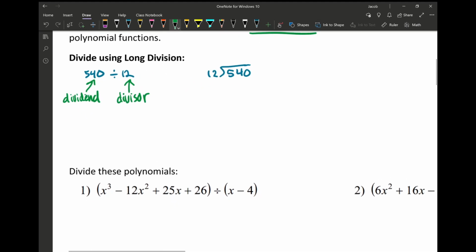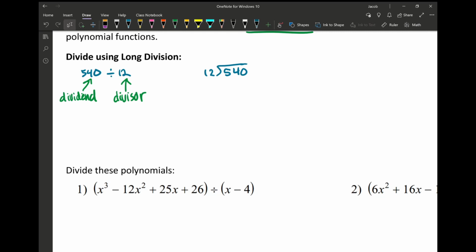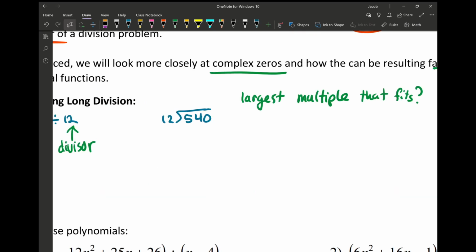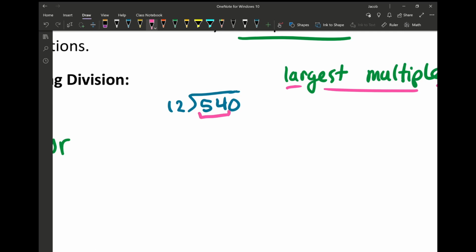So I wanted to start off with just a basic division problem. If you haven't divided something in a long time with long division, it can be a jog to the memory. So we're looking at 12 dividing 540, or 540 divided by 12. What is the largest multiple? So this is the question we're asking. What's the largest multiple of 12 that fits in 54? We can't divide 5 by 12, so that's why we skip all the way to 54.